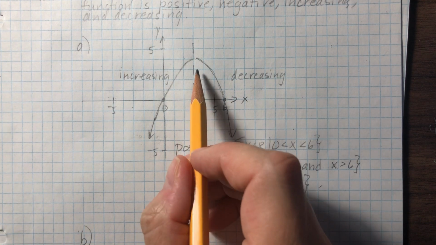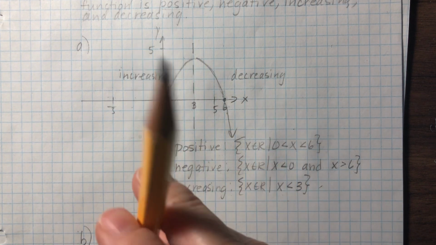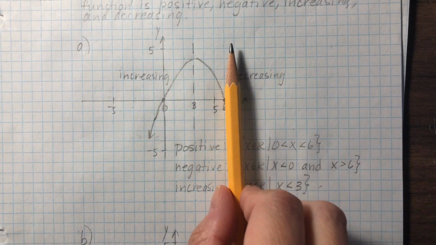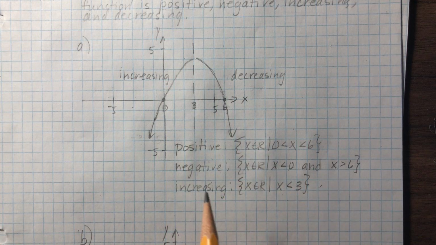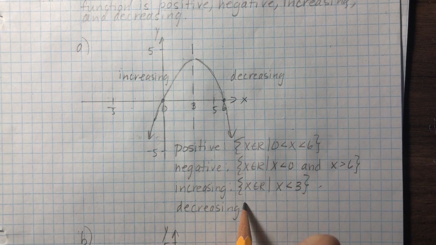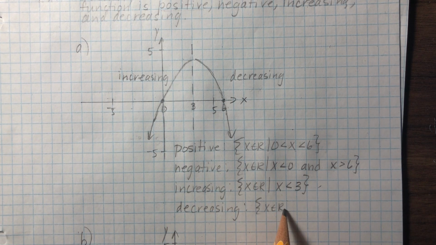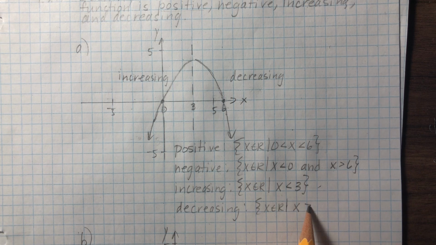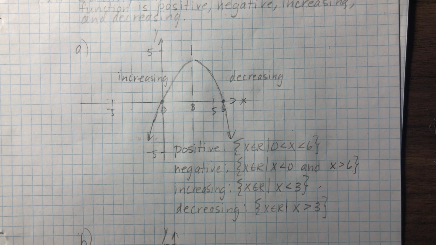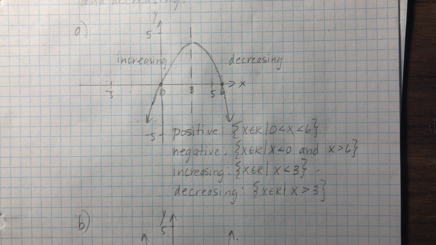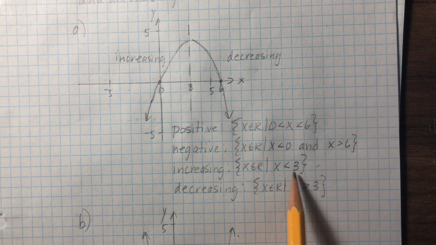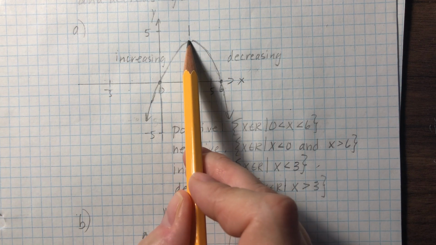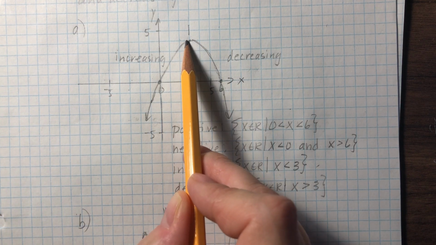Okay, now the decreasing side. As we're scanning to the right, it goes all the way to the right, but to the left, we stop at an x-coordinate of 3. So for the decreasing interval, I'm going to write x belongs to the real number set such that all the x-coordinates have to be greater than 3, like so. Again, we don't use the equal sign here because at this point, the parabola is neither increasing nor decreasing.